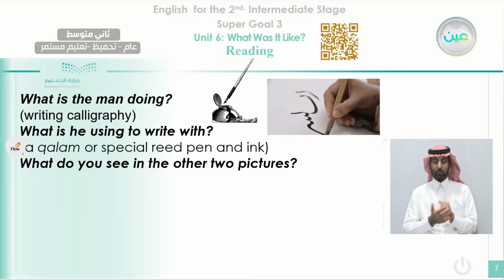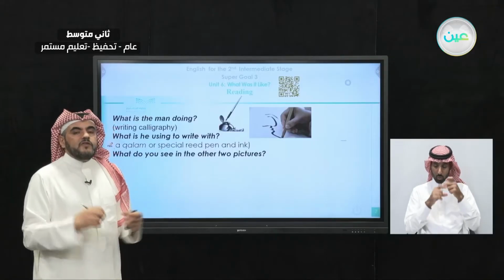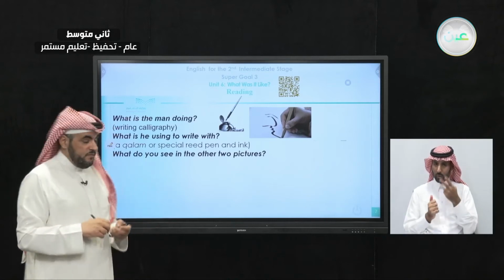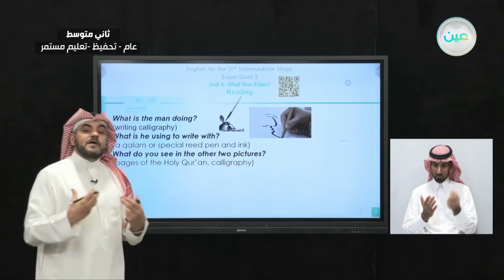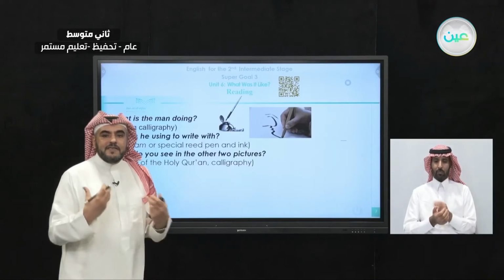Okay, and what do you see in the other 2 pictures? In your book there are 2 other pictures. What can you see there? Look at them. Okay, the first one here, you see pages of the Holy Quran. That is calligraphy. The writing of the Holy Quran is in calligraphy because it is decorative and it is written in a special way. So we call it calligraphy.